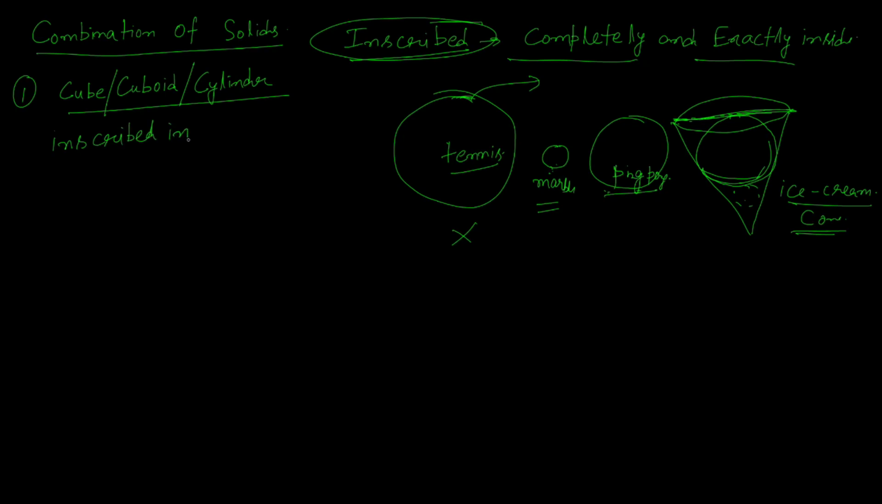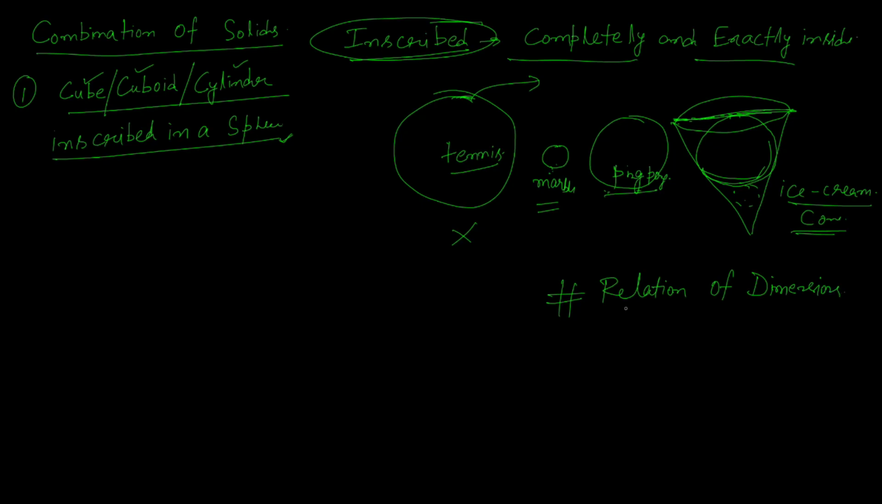Inscribed in a sphere. Okay, right? Now, first of all, is it possible? Yes, it is possible for all three of them, right? Cube, cuboid, cylinder, they all can be inscribed in a sphere. What is the logic behind it? You just need to remember the relation of the dimensions. We are trying to find the relation of dimensions.